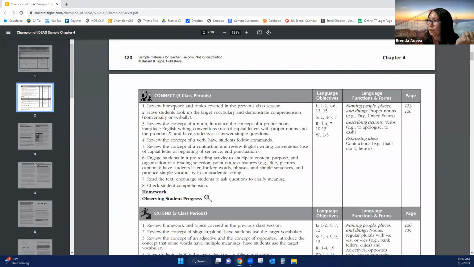Within this lesson, you'll see the connect section that's over different days, like maybe 3 class periods, but you're going to have, again, that practice with vocabulary, again, that grammar. So noun, proper noun, right? With the capital letters, you're going to then have a verb so students can practice following commands, a lot of that listening practice. You're going to then have, again, more capital letters and the concept of a contraction.